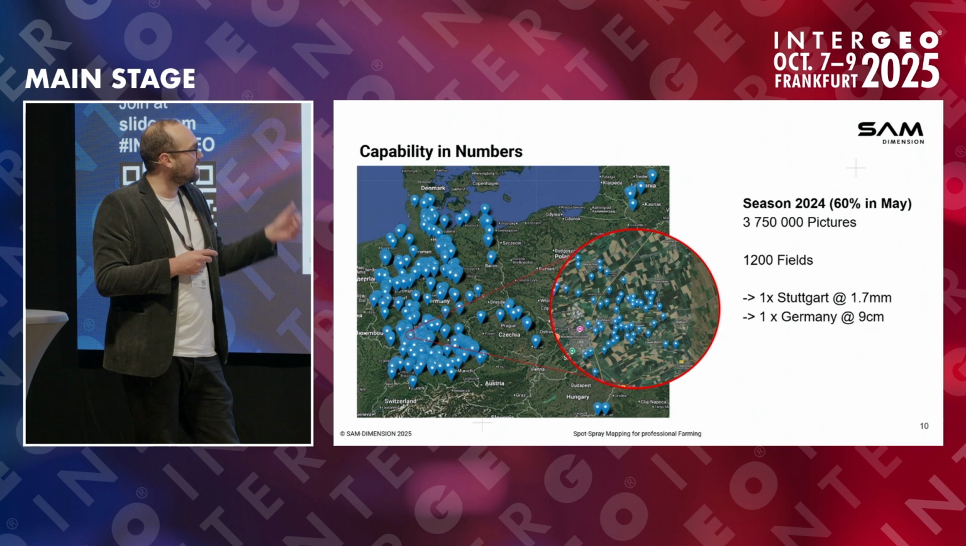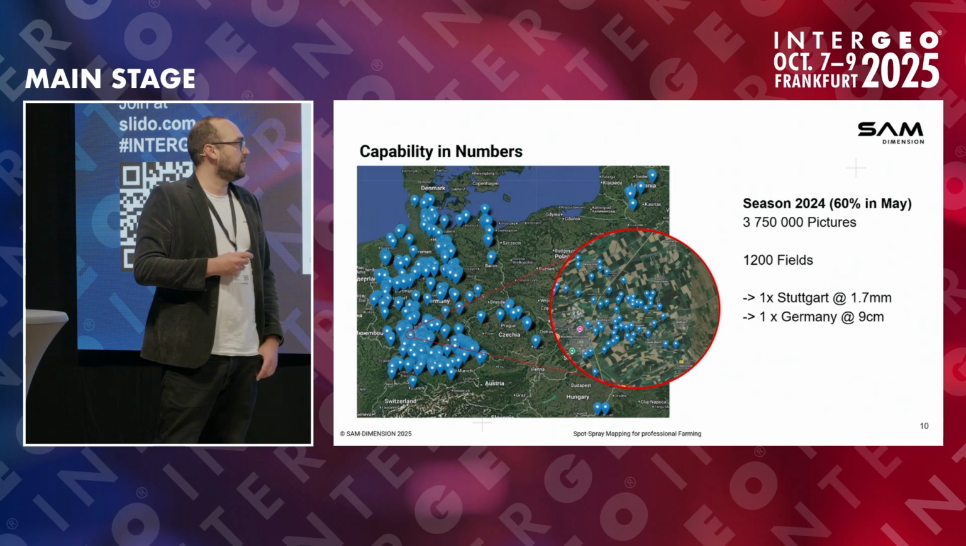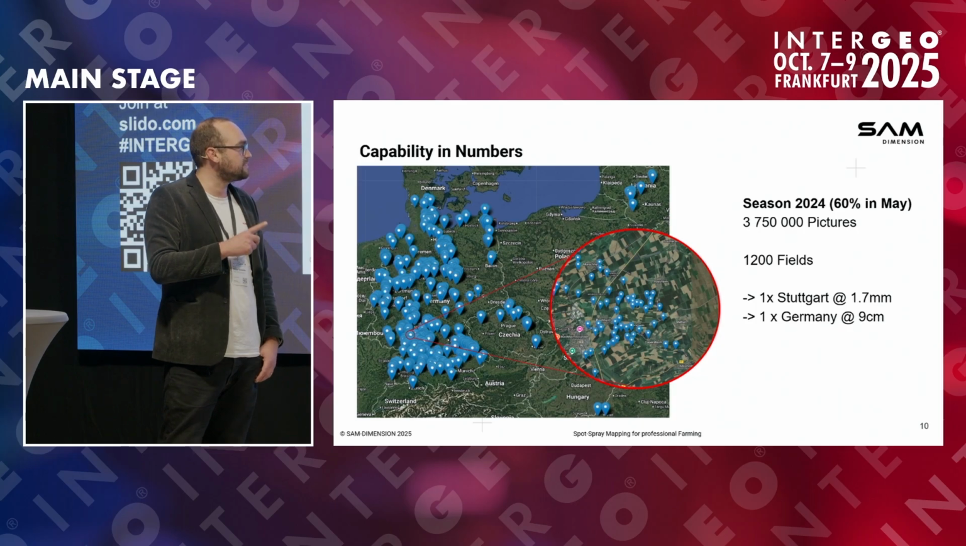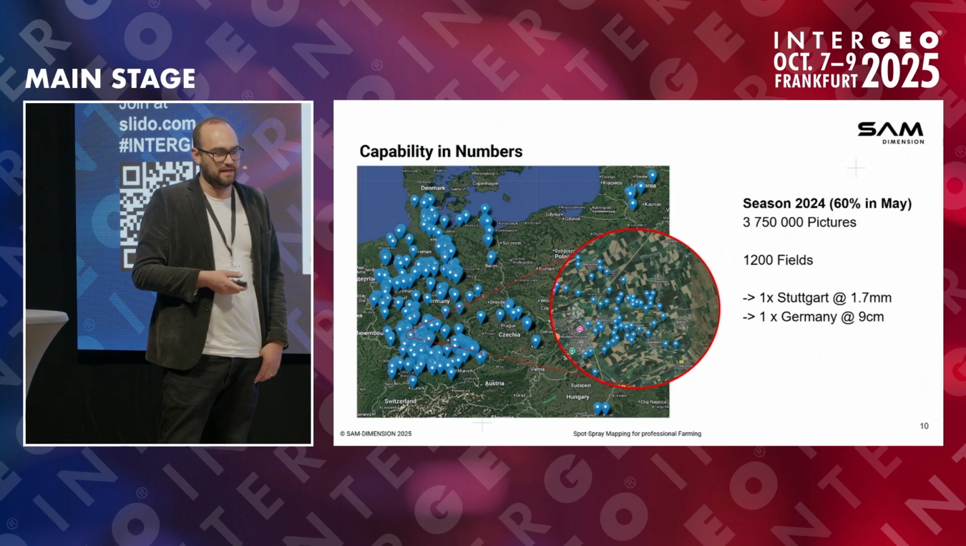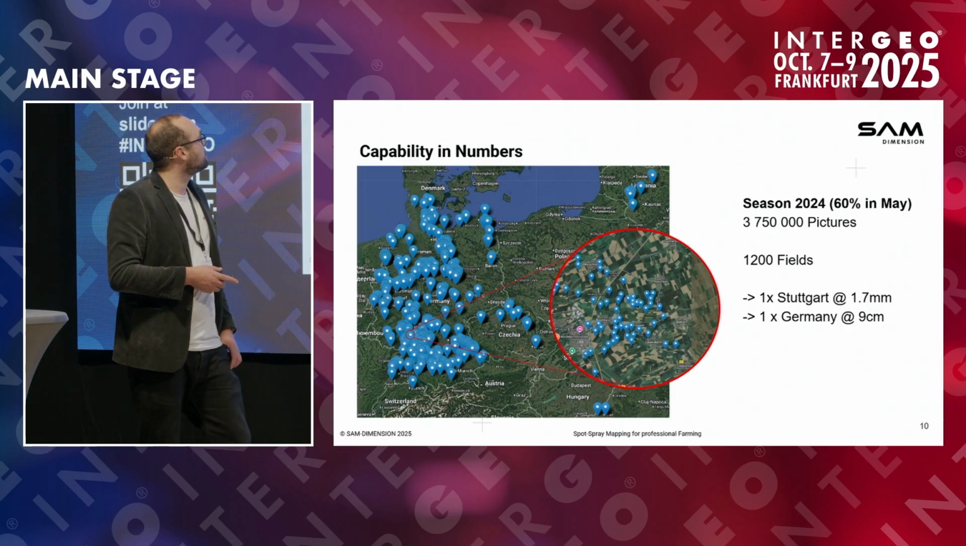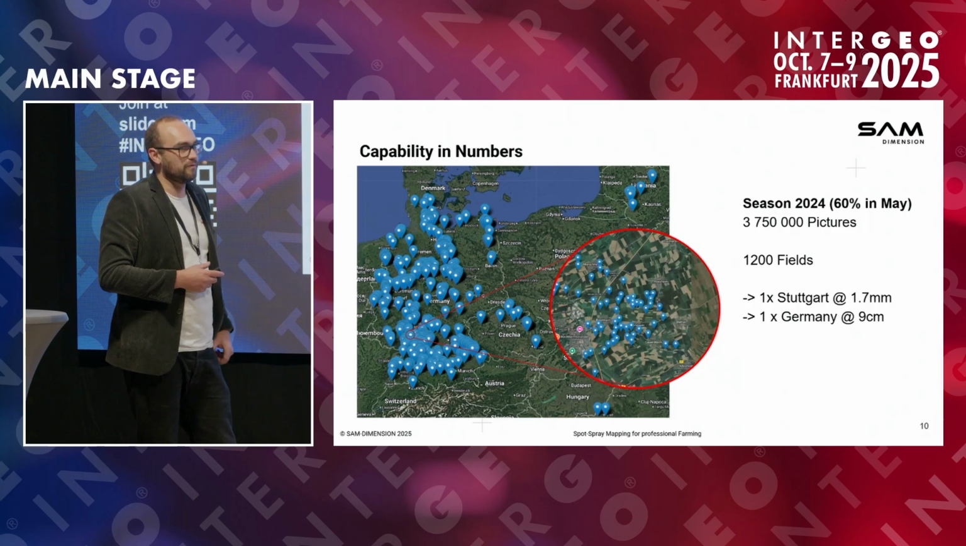I roughly calculated, we mapped the area of Stuttgart, a major city here, in 1.7 millimeters, just to compare the area that we mapped. Or if you would go to a 9 centimeter ground sampling distance, this would be already the entire area of Germany. We are mainly active in Germany right now, coming from the south of Germany, but we also have some customers in Czech Republic, some in Hungary, and we have one system flying in Lithuania.